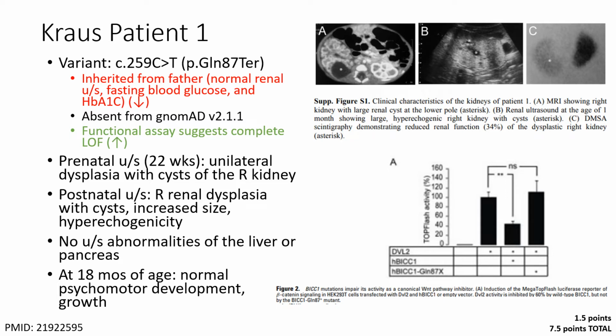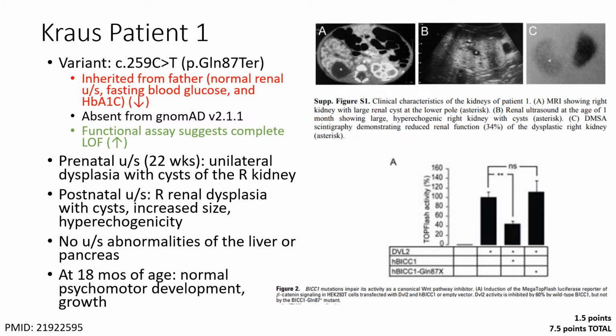There were no abnormalities of the liver or pancreas, and the child was said to have normal growth and development at 18 months of age. The variant was found to be inherited from the patient's unaffected father. The authors did note that this father was assessed via renal ultrasound, fasting blood glucose, and hemoglobin A1C, all within normal limits. The authors went on to do some functional characterization of this variant.